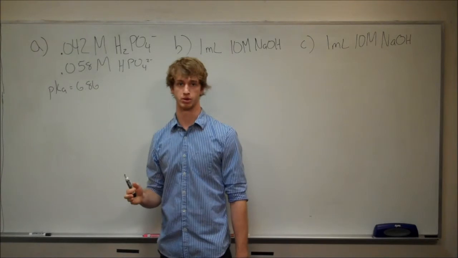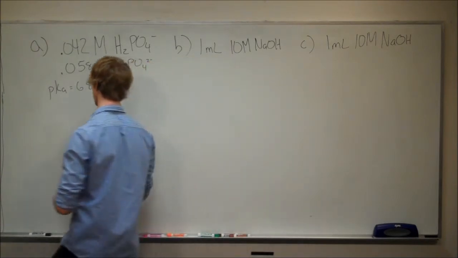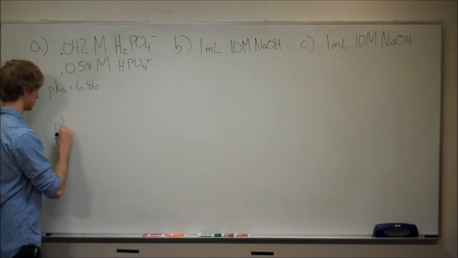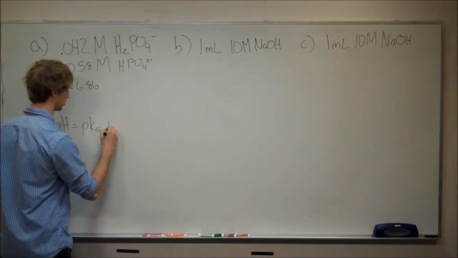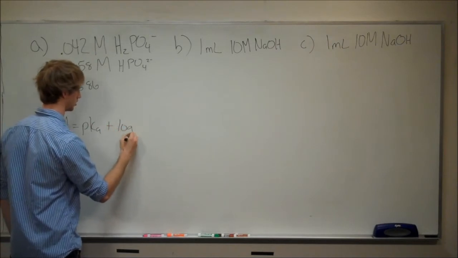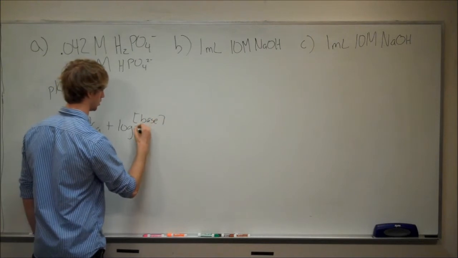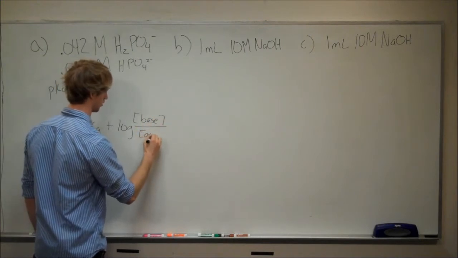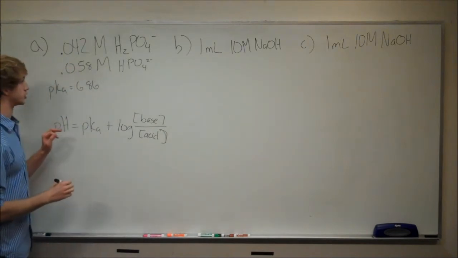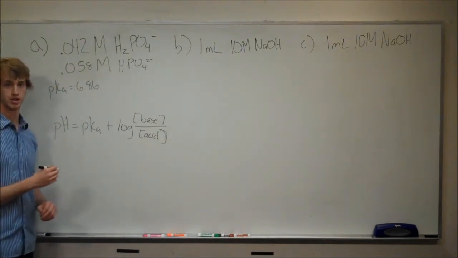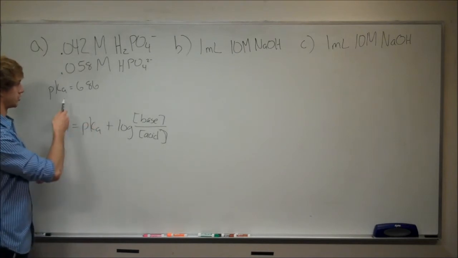And with any buffer problem, the first equation you should turn to is the Henderson-Hasselbalch equation, which is pH is equal to pKa plus log of the concentration of the base over the concentration of the conjugate acid. Alright, so what this question asks us to do is solve for the pH. We have our acid and our base and the pKa.